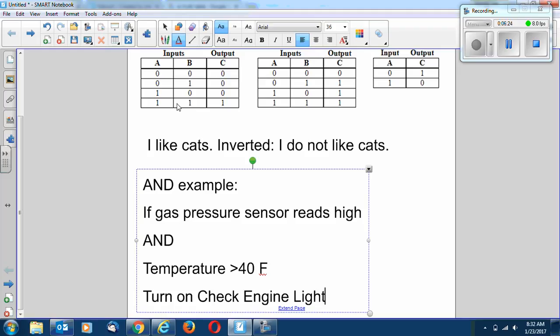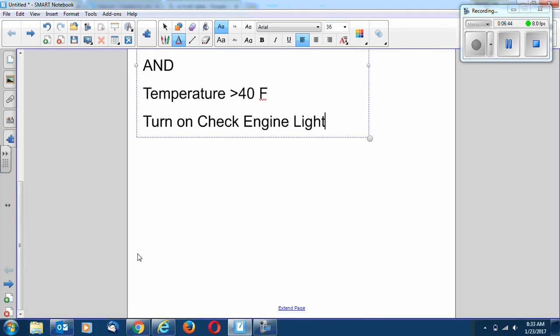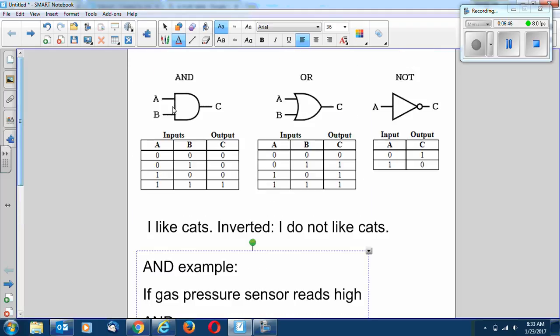And of course, when both of them, the gas pressure is high and the temperature is above 40, you will get a check engine light. And this is just pretty straightforward. Okay. Well, the next gate I want to talk about is the OR gate. And you can see the OR gate over here.